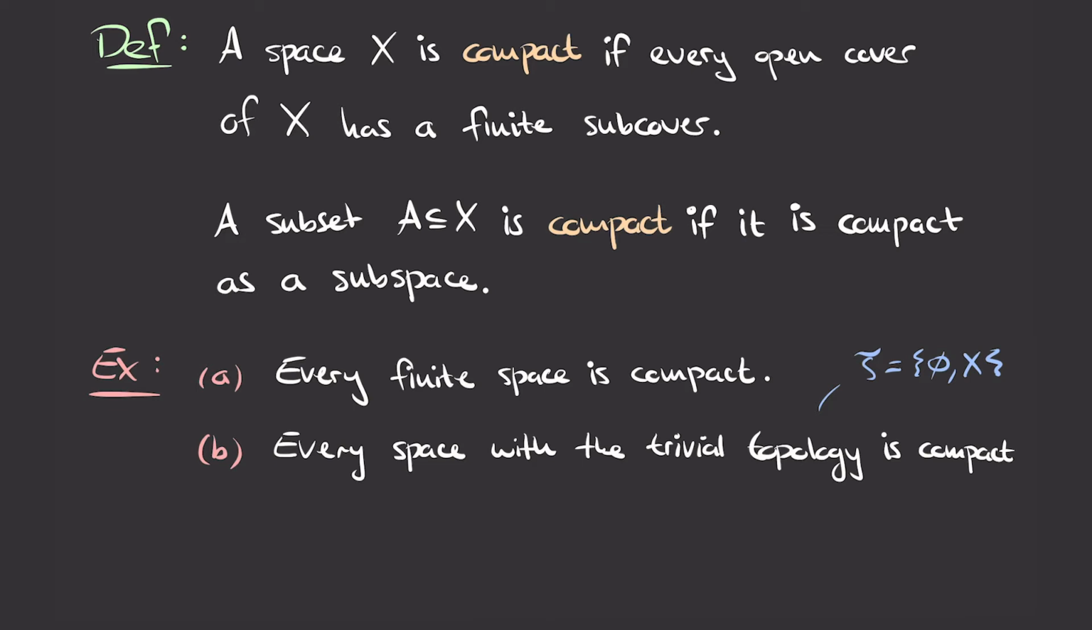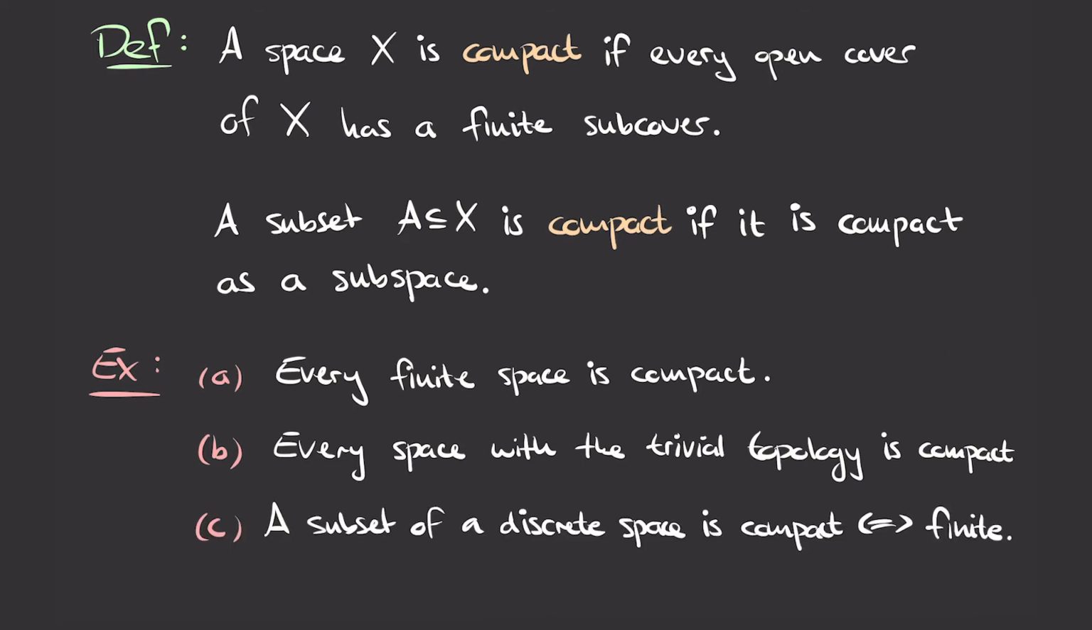Note also that in the case of the trivial topology, we have exactly 2 open covers, namely the one that consists only of the subset X, and also the one that consists of the entire topology, namely the one with the empty set and X. The last example I'll give is a bit more involved than the previous ones, but still pretty basic. It says that a subset of a discrete space is compact if and only if that subset is finite.